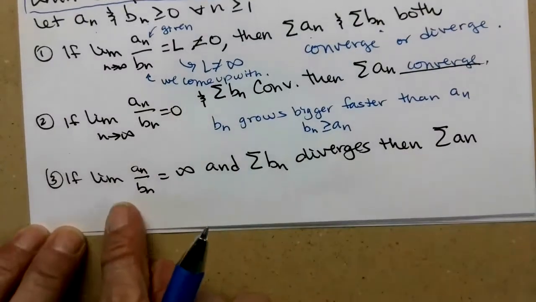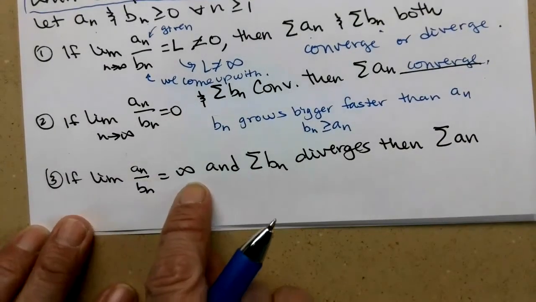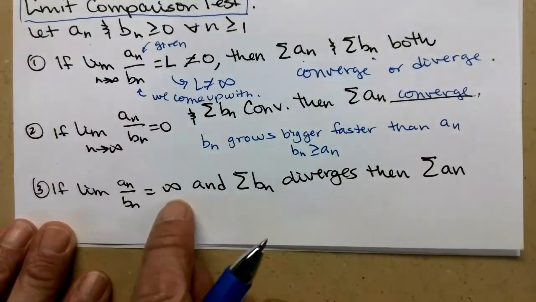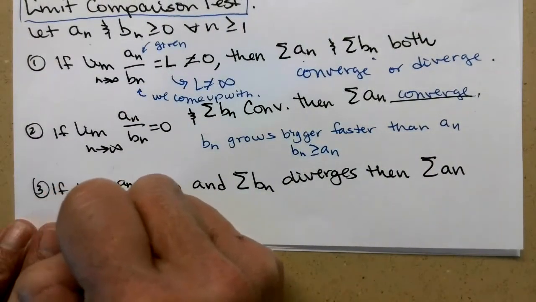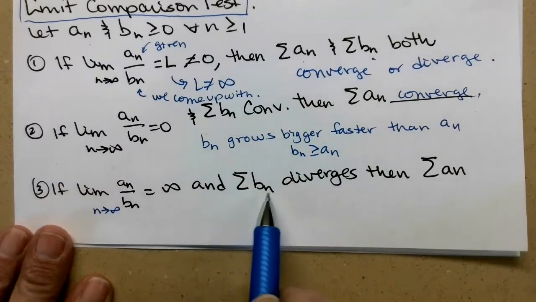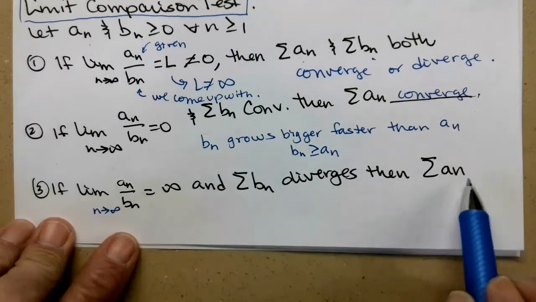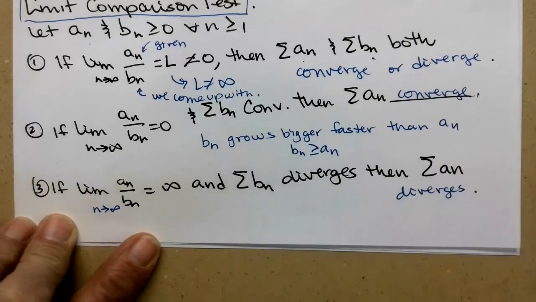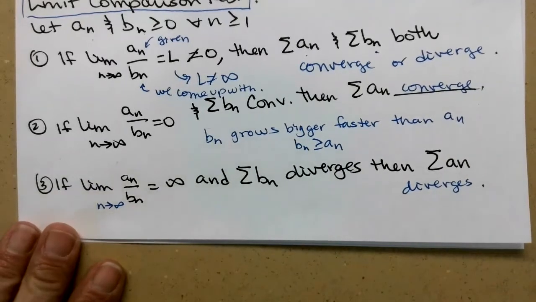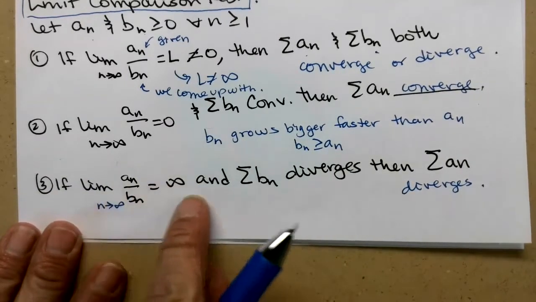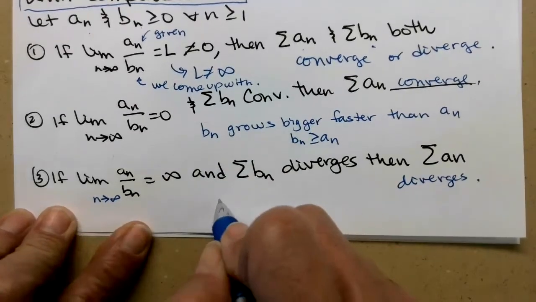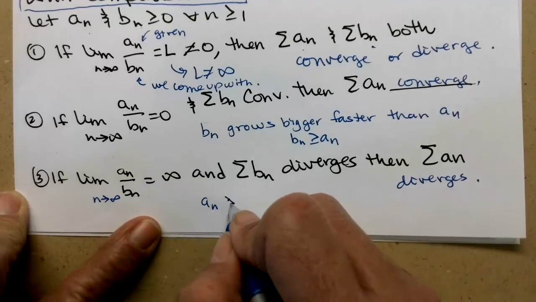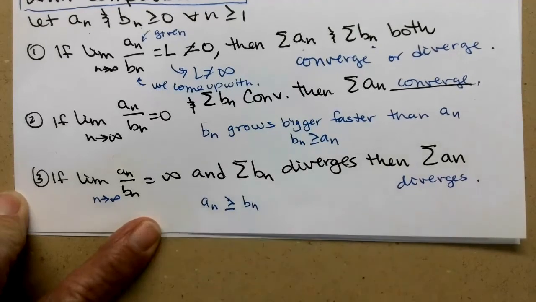Okay. Here's the other one. If it equals infinity, the two things we excluded in our first test version, so if the limit as n goes to infinity is infinity, and b sub n diverges, then a sub n also diverges. Okay, so let's talk about that one. So this time it's diverging, and what that means is that a sub n is going to be bigger. a sub n is bigger than b sub n.